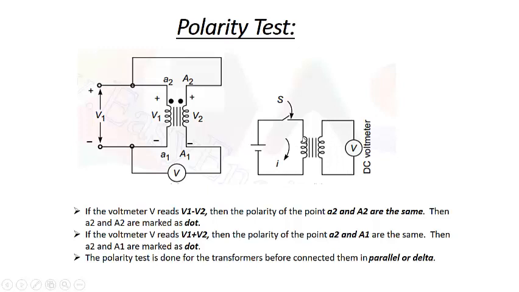These two have the same polarity. So on closing the switch, if the pointer of this voltmeter deflects to the left side, that means the current is flowing from this side. This will be positive and this will be negative. That means the dots will be this and this. These two will have the opposite polarity. So this is also a convenient test that is used for the transformer.